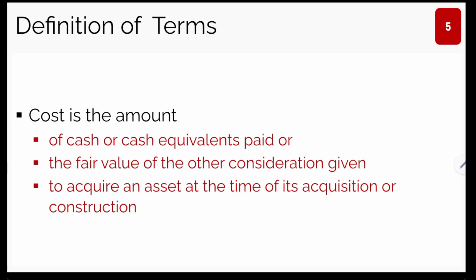So when you remember the cost, you're saying, is it cash? Is it cash equivalent? Is it a fair value of the consideration that was given up to purchase this asset or to get this asset? Or is it as a result of an acquisition or as a result of a construction? So all of these things would help you understand the cost of an asset.